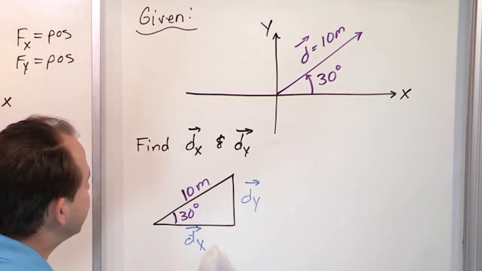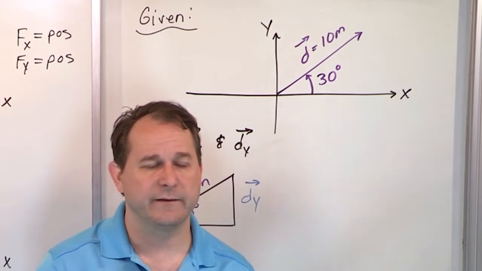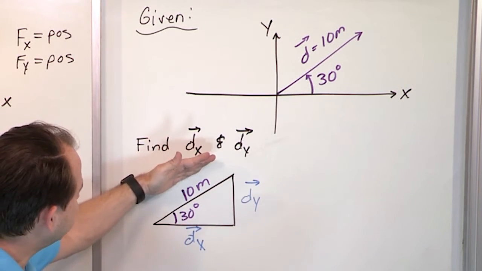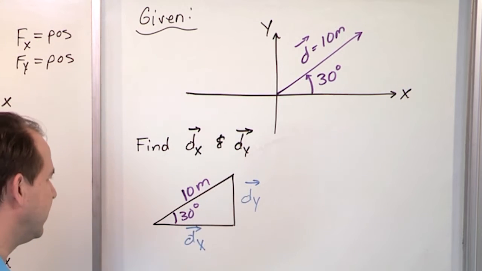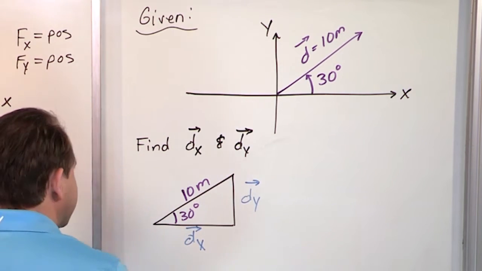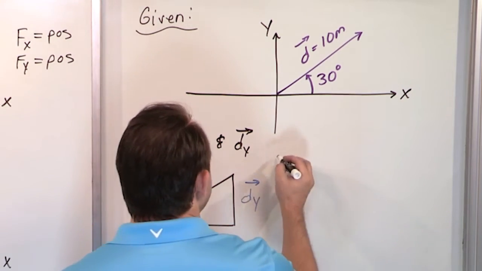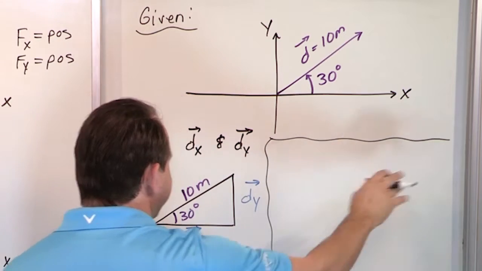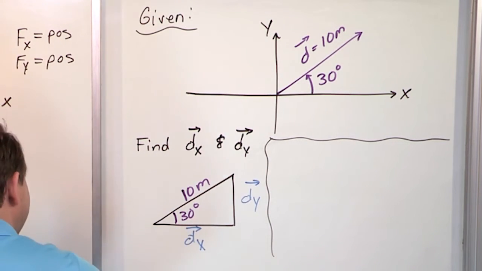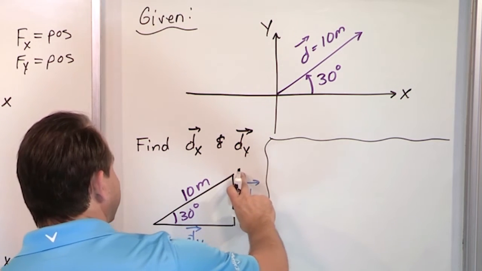So the vector problem boils down to a triangle problem, which is why we have to know trig for physics, because we know the hypotenuse, we know the angle. We want to know what this side of the triangle is, and we want to know what this side of the triangle is. So how do we find it? Remember we talked about sine, cosine, and tangent. Let's calculate first the dy, this length of this triangle.